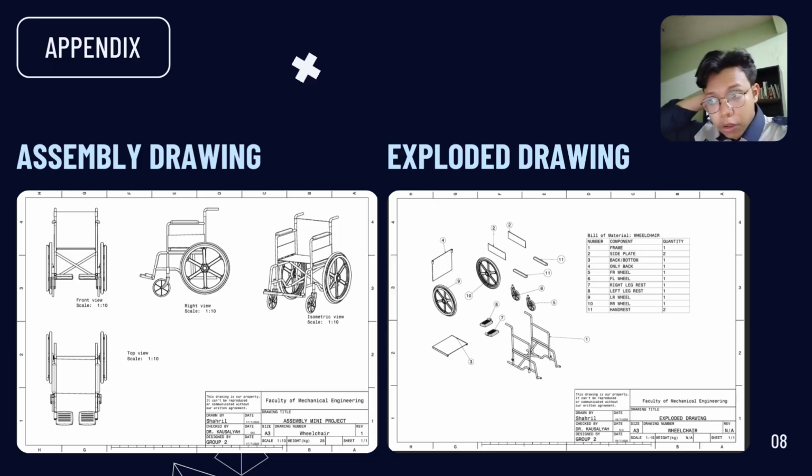And finally, moving on to our assembly drawing and also the bill of material drawing. So the assembly drawing is basically just assembling all the parts into one drawing, which in ours is the wheelchair. And also we have the drawing of our bill of material. So for each part, we have the quantity and also the name of it all.